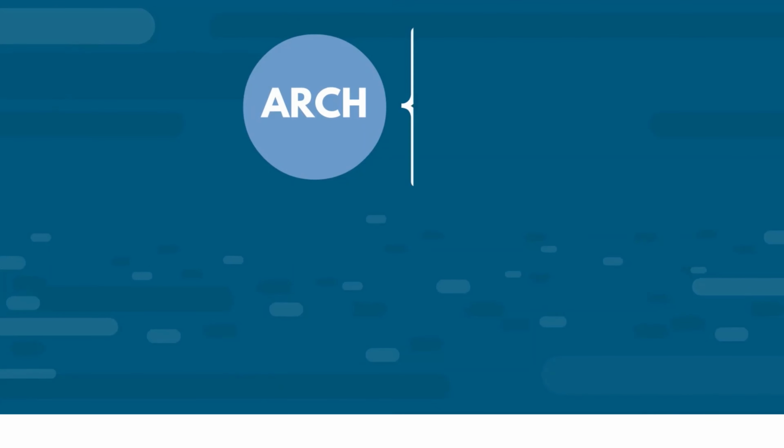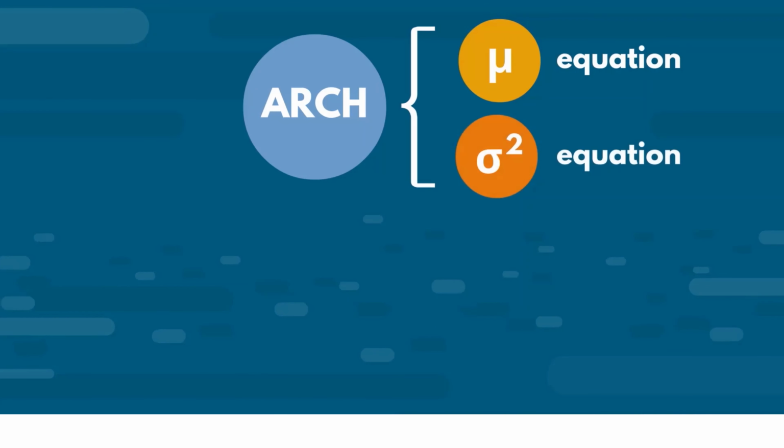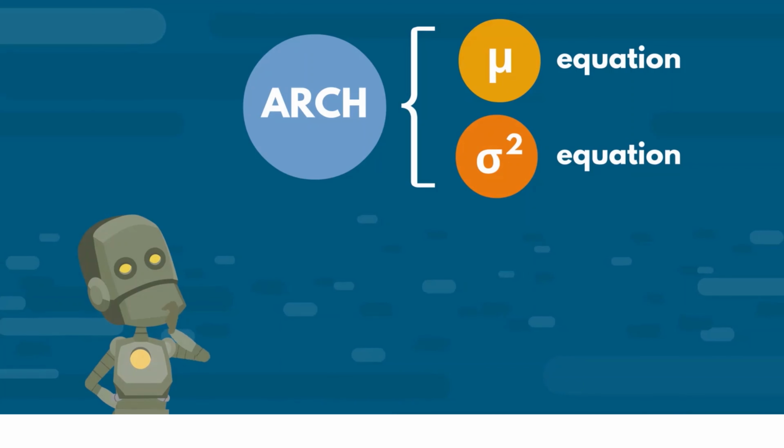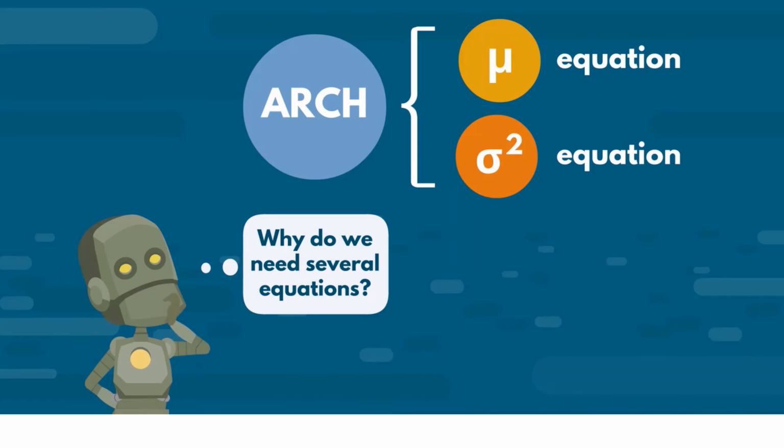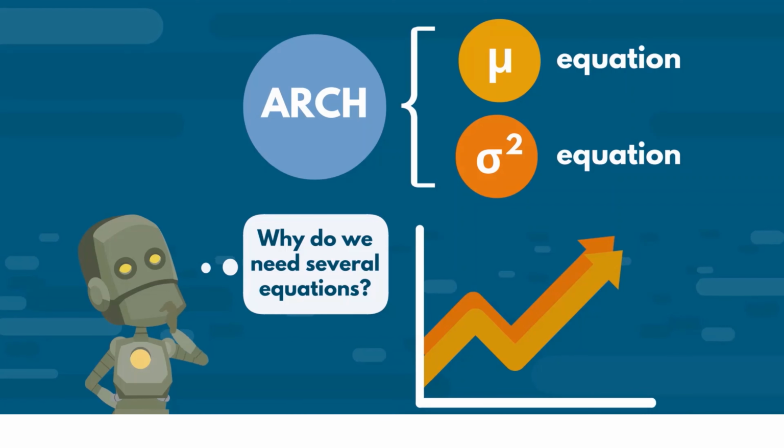Unlike the ARIMA family of models, the ARCH ones consist of several equations, including one for the mean and another for the variance. Some of you might be wondering, wait, why do we need several equations? Well, the explanation is rather simple. To measure unexpected shocks, we need some sort of norm, which we set with the first equation. Without such a base model, we don't really have anything to deviate from.